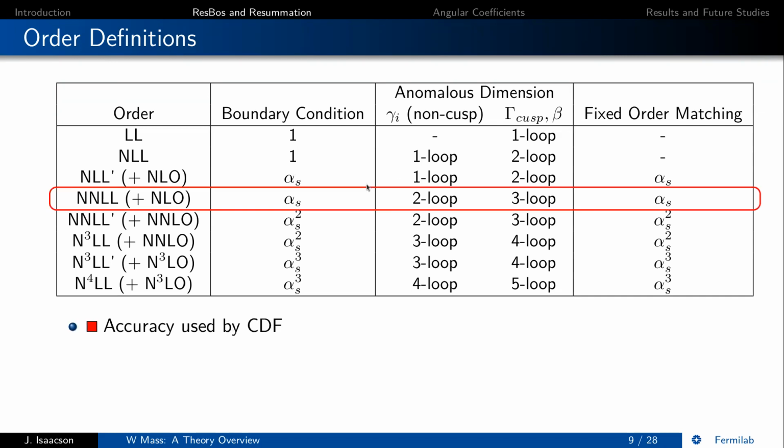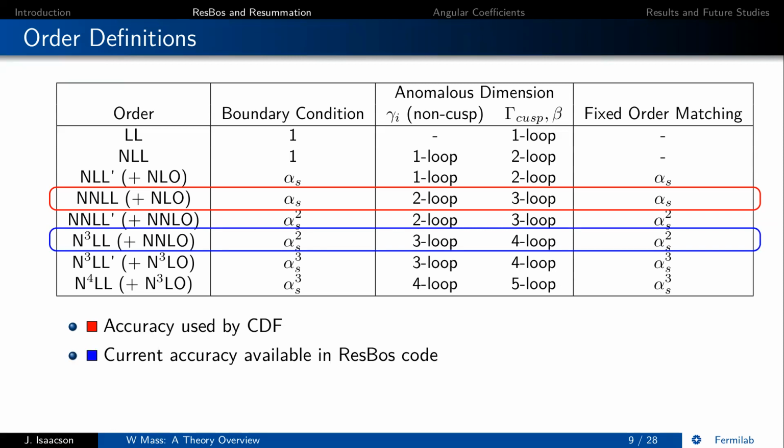And I just want to highlight a few specific lines in this table that are going to be the focus of the remainder of this talk. So this one here, highlighted in red, is the accuracy that was used by the CDF analysis. This is the precision that was used during their whole calculation.